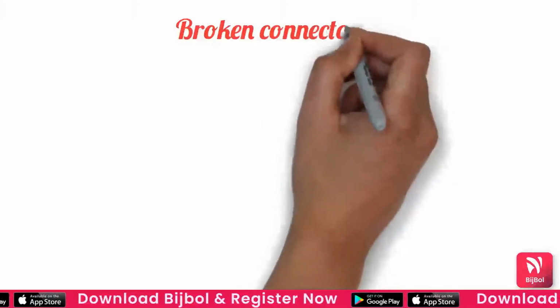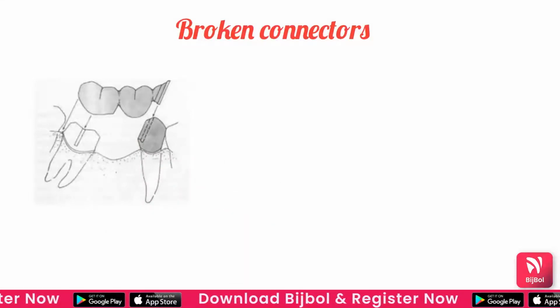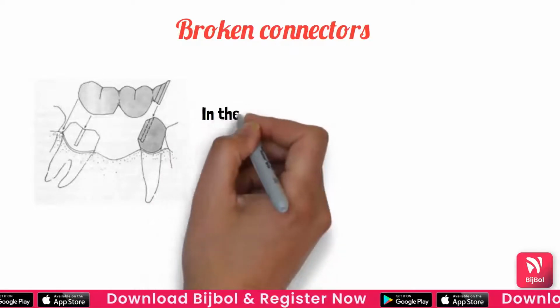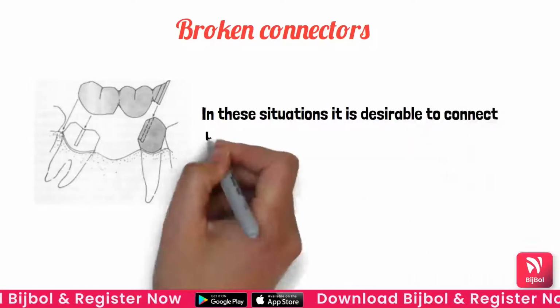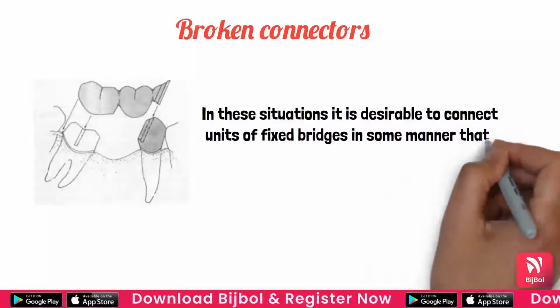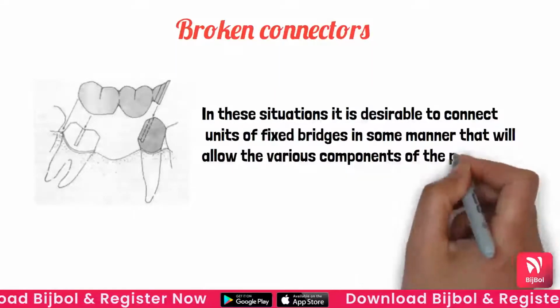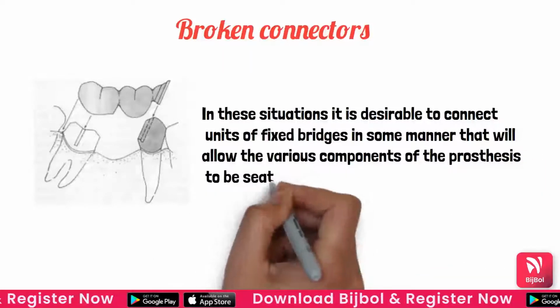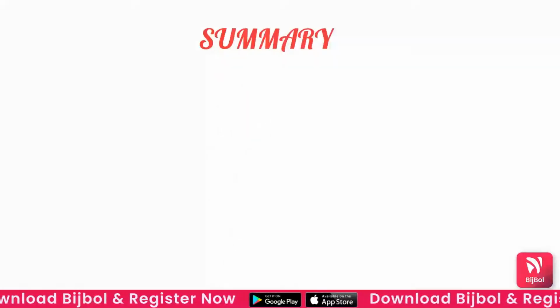Now, what do we mean by broken connector design? Sometimes you can use broken connectors if you want to achieve a parallel path of insertion but you cannot prepare both teeth in parallelism, or the patient is not willing, and we can't indicate a proximal half crown or a telescopic crown because it is expensive. You can break the connector design such that you have a different path of insertion for both abutment teeth, and let the FPD sit accordingly. In these situations, it's desirable to connect units of fixed partial dentures in a manner that will allow various components of the prosthesis to be seated separately. So that's what broken connectors are.